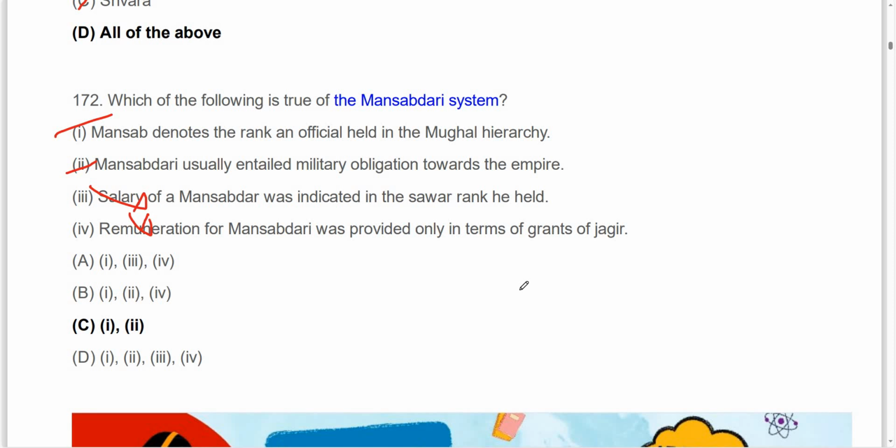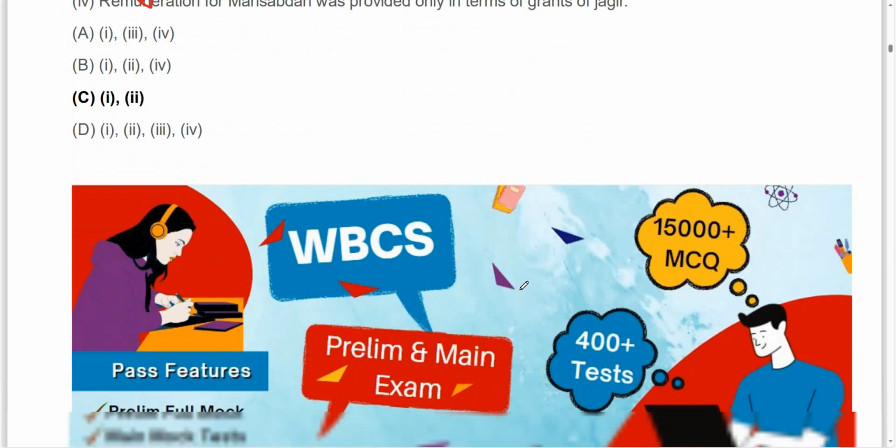Moving on, Mansabdari usually entailed a military obligation towards the empire. So basically, Mansabdari usually entails what? A military obligation towards the empire. And Mansab denotes the rank and office held in the Mughal hierarchy.